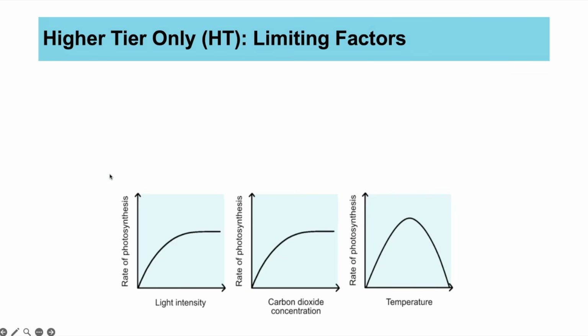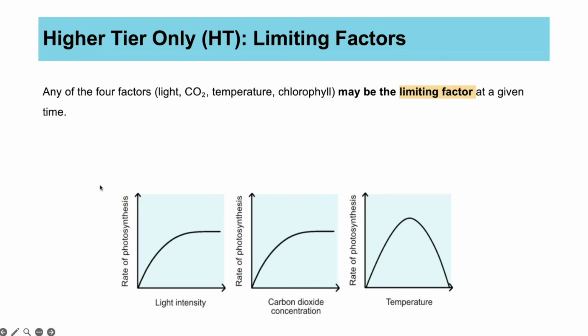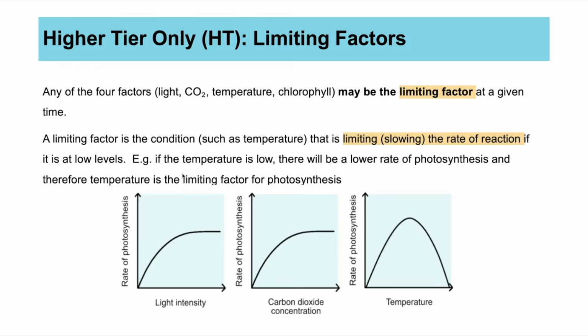Now, this bit is for higher tier only, and this is going into what I was talking about a bit more on the previous slides, where when you get to a certain point, the light intensity is still increased but the rate levels off. This is the concept of limiting factors. So any of the 4 factors, light intensity, carbon dioxide, temperature or chlorophyll, may be the limiting factor at a given time.